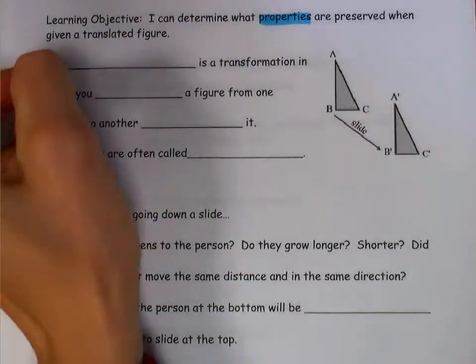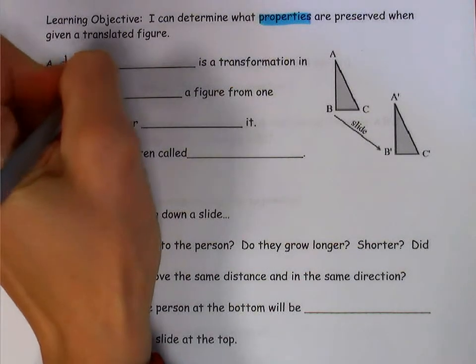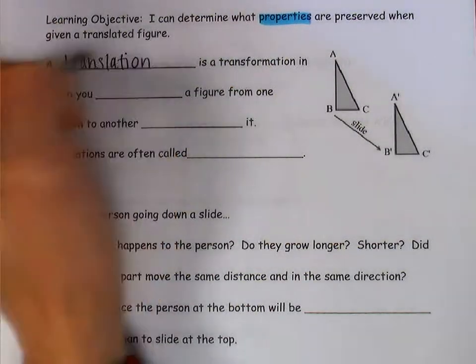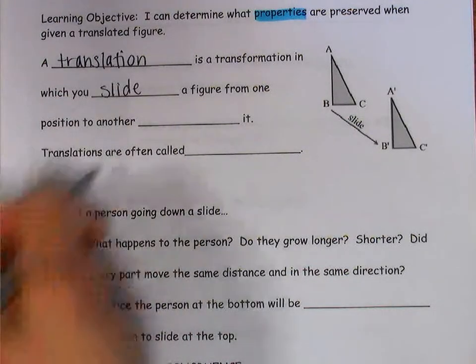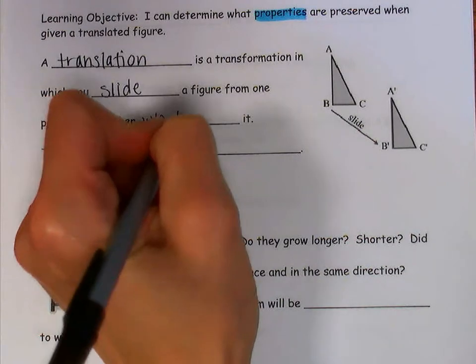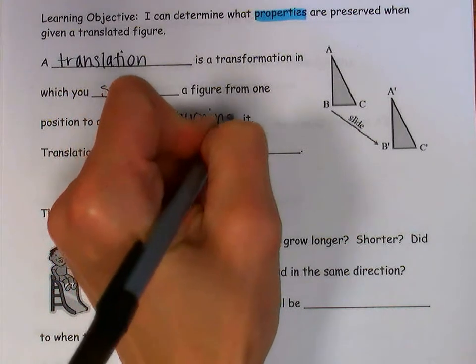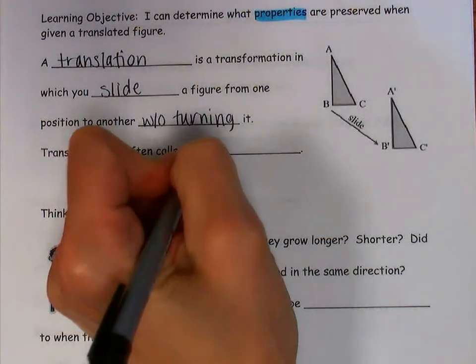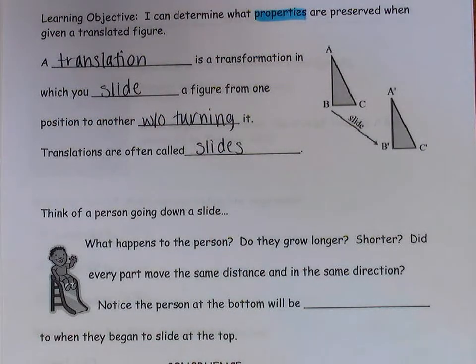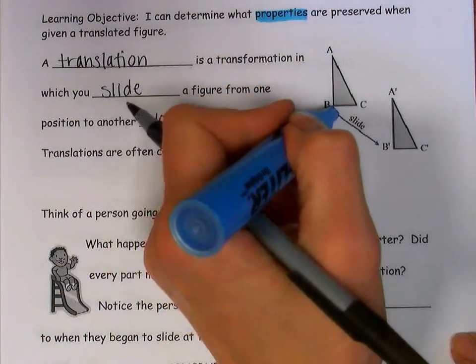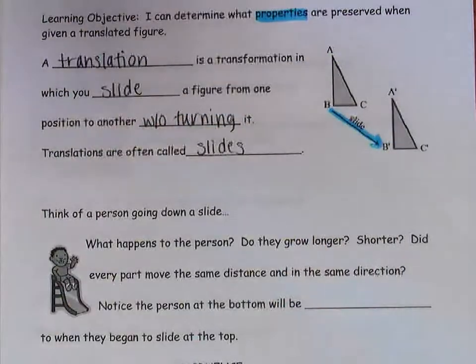So we should know that a translation is a transformation in which you slide a figure from one position to another without turning it. And translations are often called slides. So you can see here I have triangle ABC, and I am sliding it. And when I do slide it, it's going to end up as triangle A prime, B prime, C prime. And I'm going to talk to you a little bit more about prime notation.